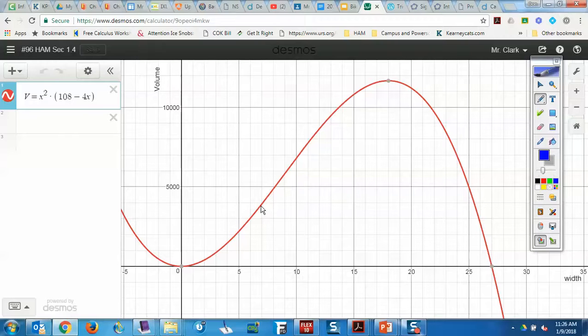And the nice thing about Desmos is we can just trace right along here. And what do you know? It finds these nice points for you. It found the maximum. I think that's the number you had, wasn't it?